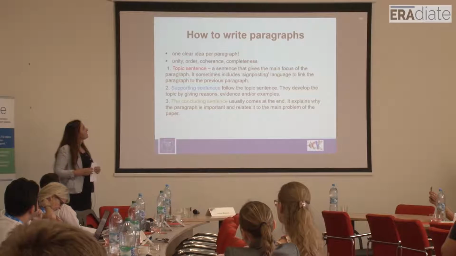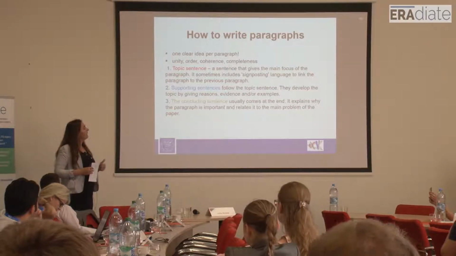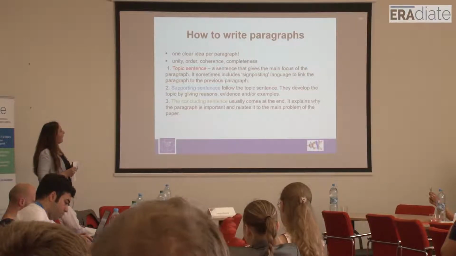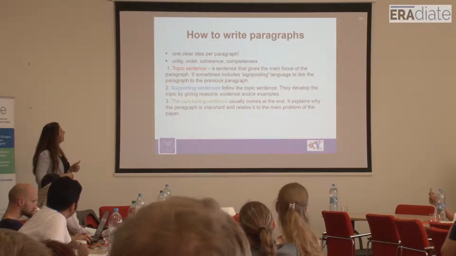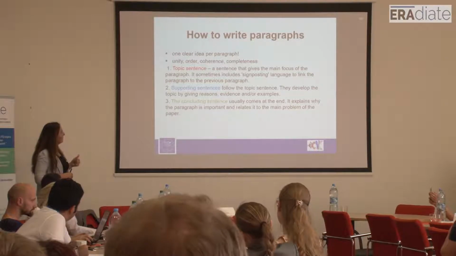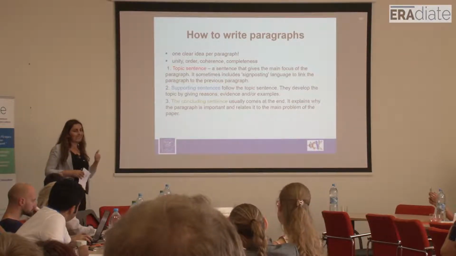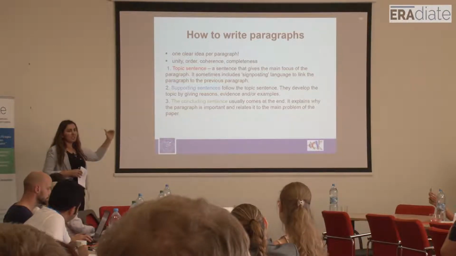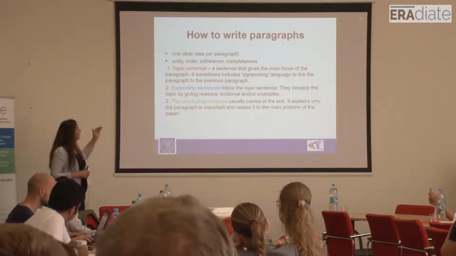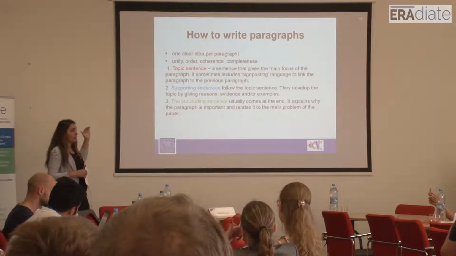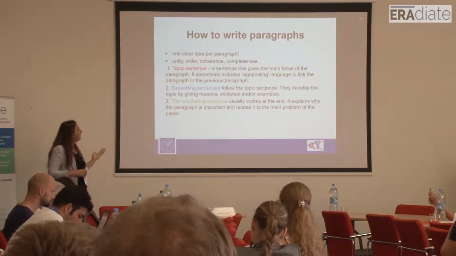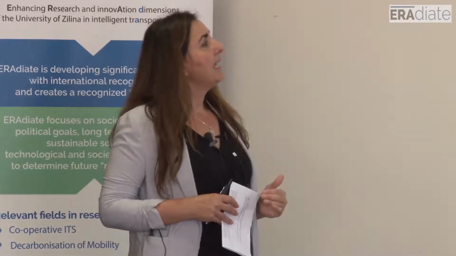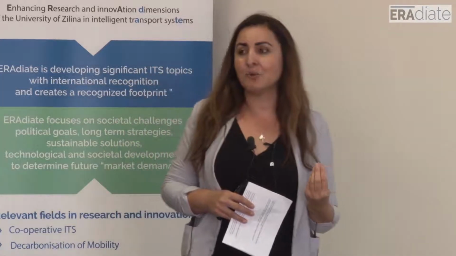So, as I mentioned, there should be one clear idea per paragraph. And what should be typical of paragraphs is unity. So there should be one idea mentioned, one central idea, order. There is a specific order of parts we should follow: topic sentence, supporting sentences, and the concluding sentence. Coherence, okay? Logical flow of ideas. And completeness, this is important.